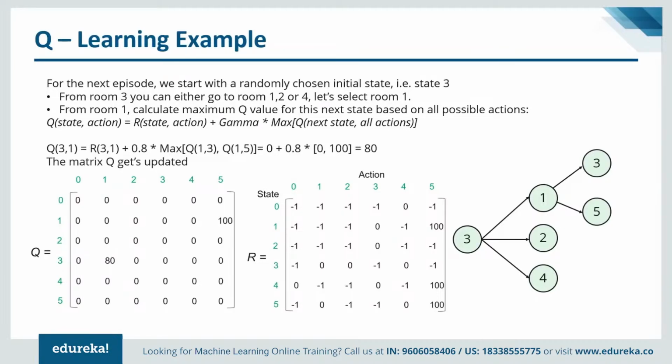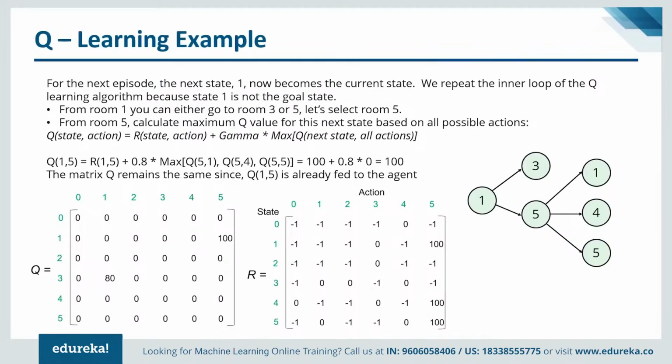So now we've traversed from room number 3 to room number 1 with a reward of 80. But we still haven't reached the end goal, which is room number 5. So for our next episode, the state will be room number 1. So guys, like I said, we'll repeat this inner loop because room number 1 is not our end goal. Our end goal is room number 5. So now we need to figure out how to get from room number 1 to room number 5. So from room number 1, you can either go to 3 or 5. That's what I've drawn over here. So if we select 5, we know that it's our end goal.